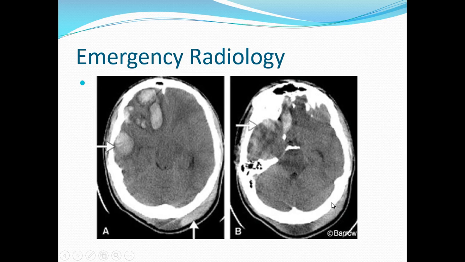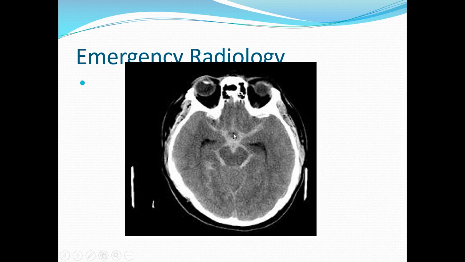The patient had an impact on this side, impact of the floor or of some hard object, but the contusions or intraparenchymal hemorrhage are on the other side. This is the contrecoup injury: impact on one side and the hemorrhage on the other side. So this is the contrecoup injury.